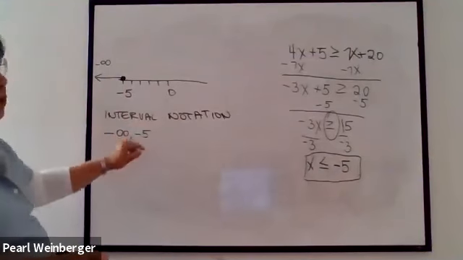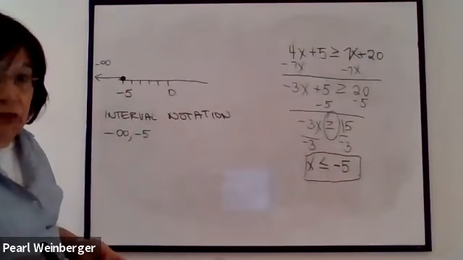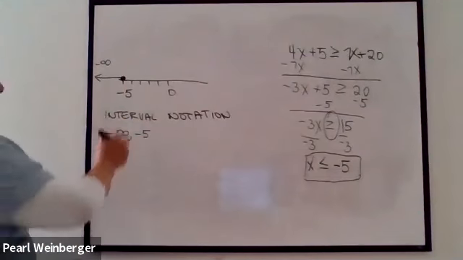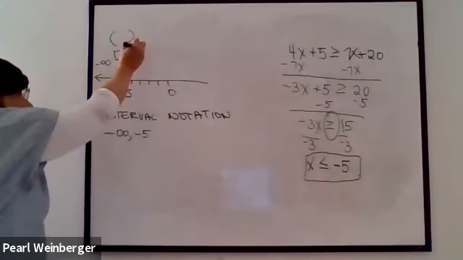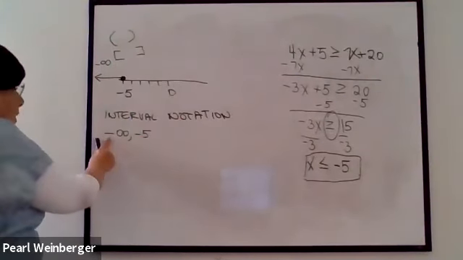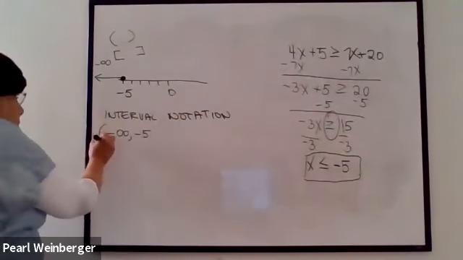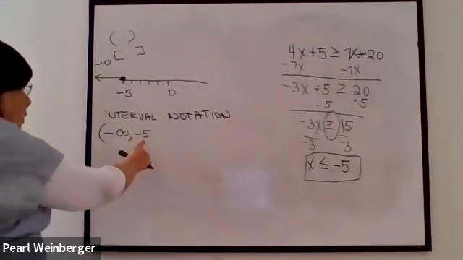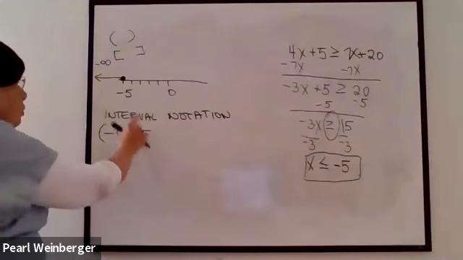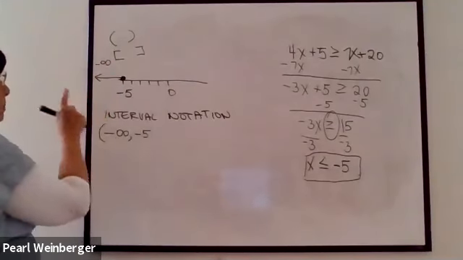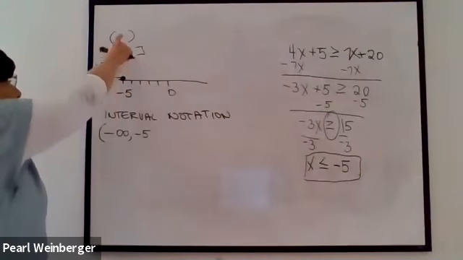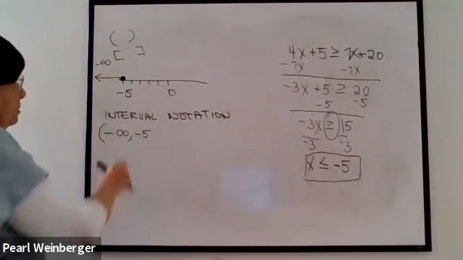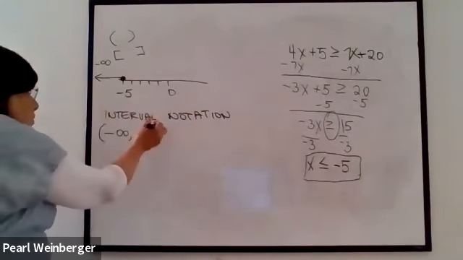Then you have to enclose these in either parentheses or brackets. Either we're going to use parentheses or we're going to use brackets, those are the square brackets. Where you have infinity or negative infinity, you always put a parenthesis. Where you have an actual number, whether you use parentheses or brackets depends on whether the number is included. If it's an open circle, you use a parenthesis. If it's a closed circle, you use a bracket.